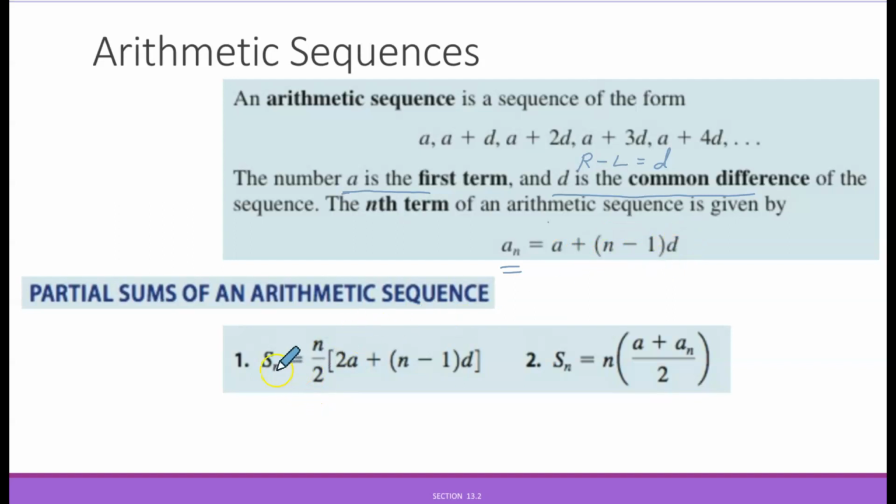If we're looking at partial sums, remember, partial sum S3 means we're adding the first 3 terms together. S4, adding the first 4 terms together. We have 2 formulas that will help us calculate a partial sum. If we know the common difference and how many terms we're adding up, here's the formula we want to use. If I have the last term and I know how many terms I'm adding in the sequence, I can use the second formula for calculation.